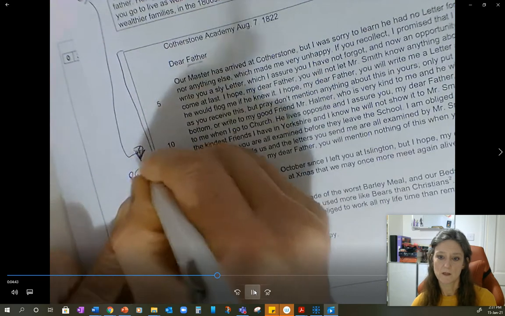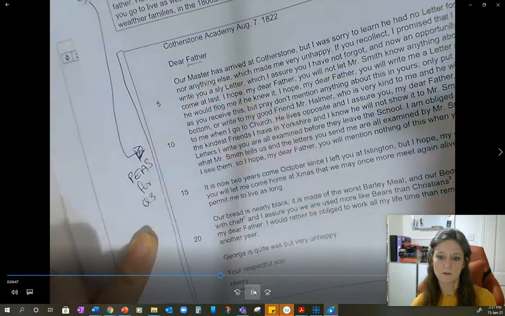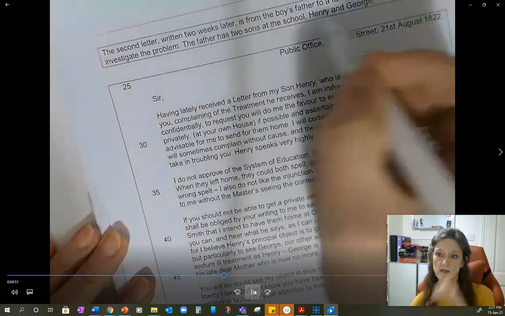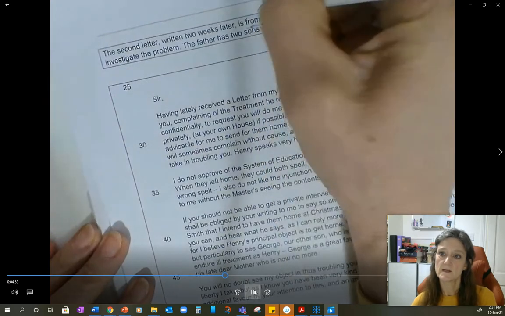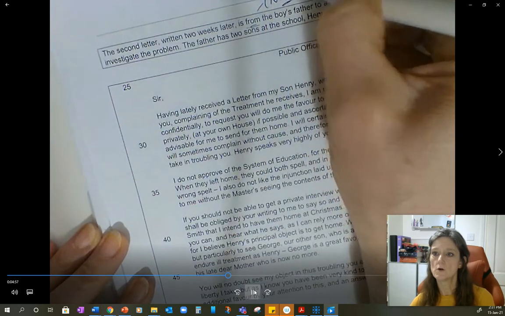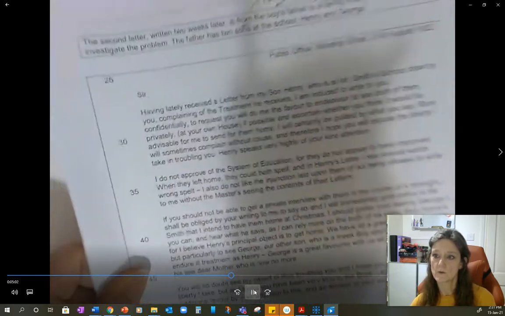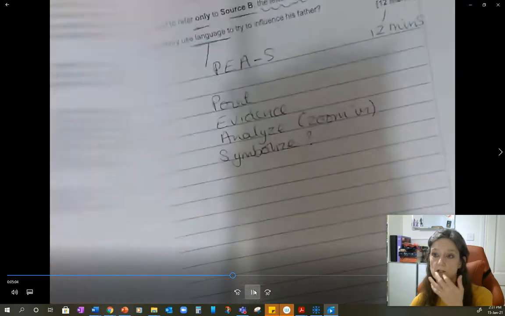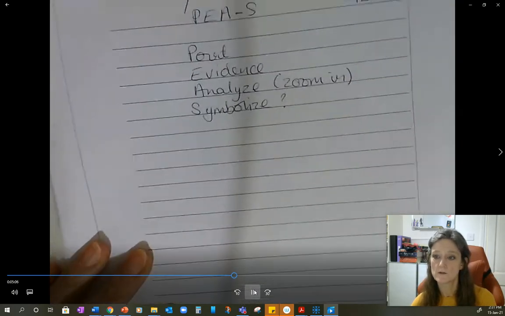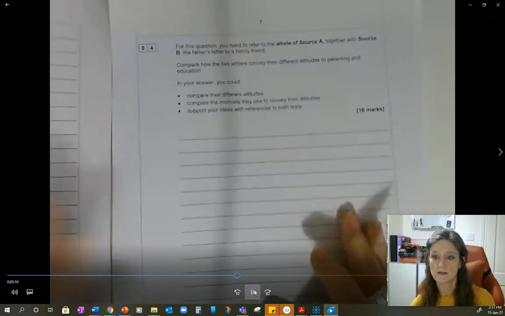So here we go. PEAS for Q3, question 3. And I'm just going to remind myself, because sometimes I panic in exams, the second letter is from the boy's father, and I'm writing up here not question 3, not question 3. I'm not going to use this one for question 3. So hopefully when I come to actually answer the paper, I won't get confused. There is point, evidence, analyse, and symbolise.